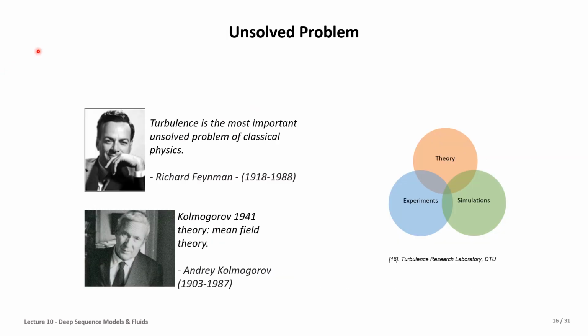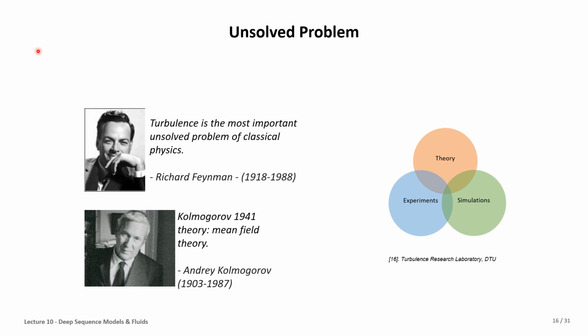However, here I'm presenting a quote from two scientists in physics and fluid dynamics. Still, we can say turbulent flow is an unsolved problem. Richard Feynman said turbulence is the most important unsolved problem of classical physics. And Kolmogorov's theory in 1941 presented his hypothesis, which mostly covers the main field of the theory.